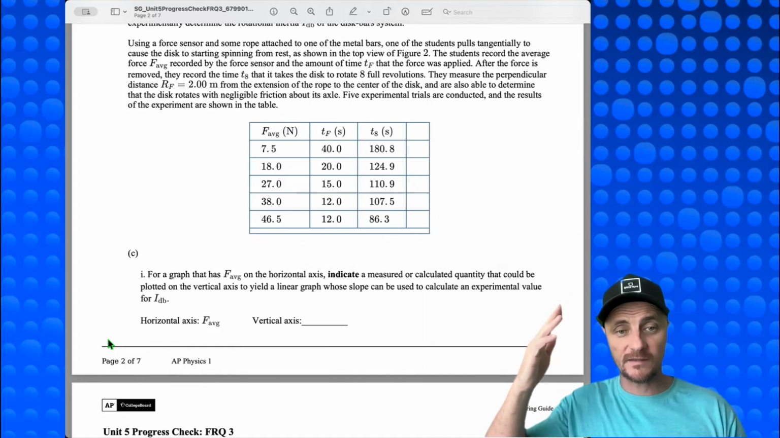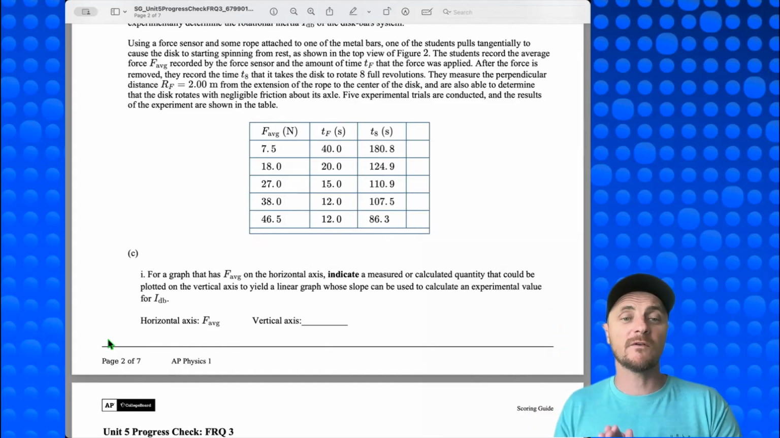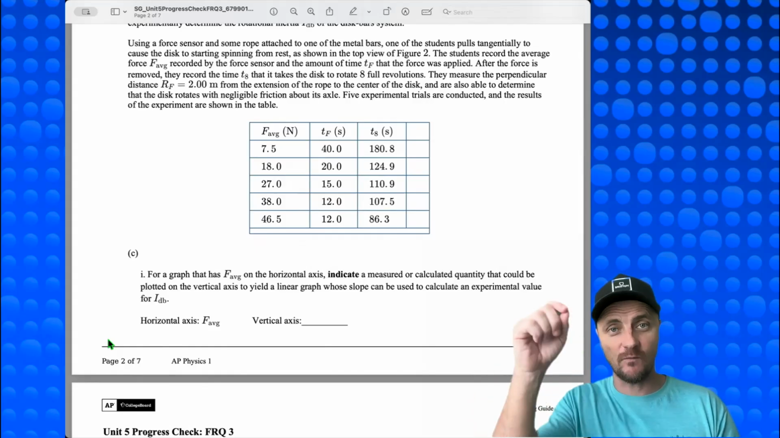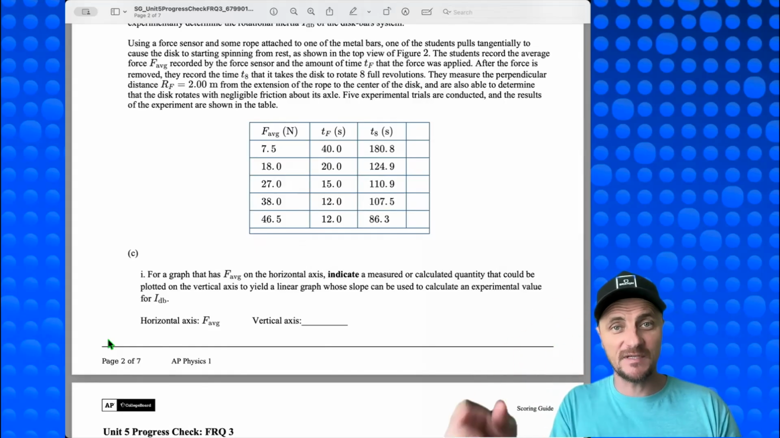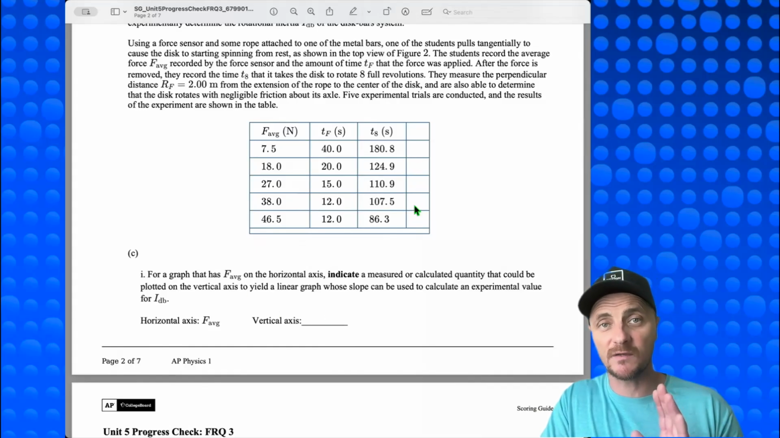But on the vertical axis, I'm just going to tell you the answer, and then I'm going to prove it to you. On the vertical axis, I would like you to write 1 over T_F times T_8. I'll say it again, 1 over T_F times T_8. That's what we're going to plot on the vertical axis. And I'll show all those values here in this margin when we get to part C2.